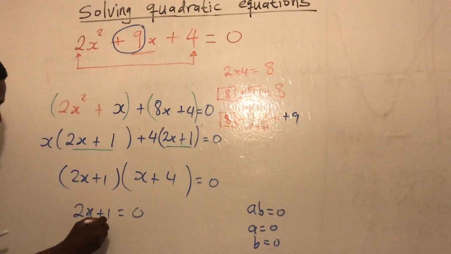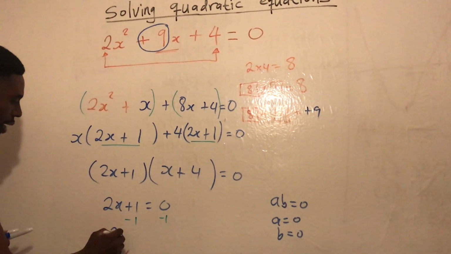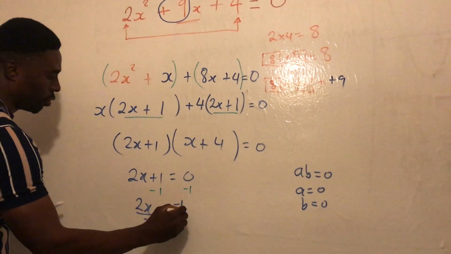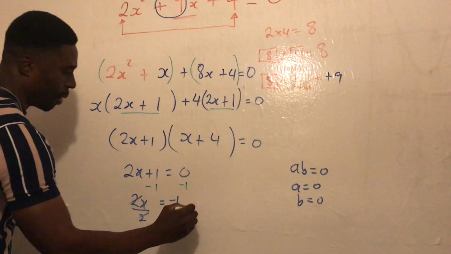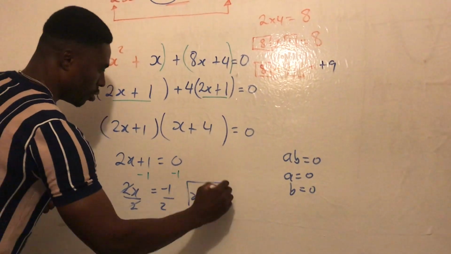We subtract 1 from here and subtract 1 from here. We end up with 2x is equal to minus 1. Divide both sides by 2. And we end up with x equals minus 1/2. So this is one solution.